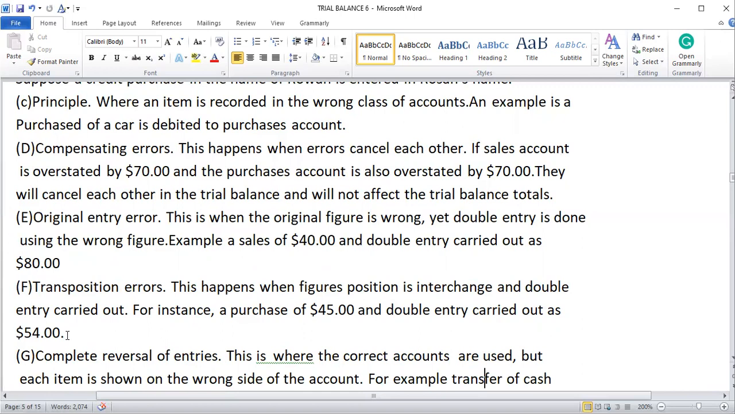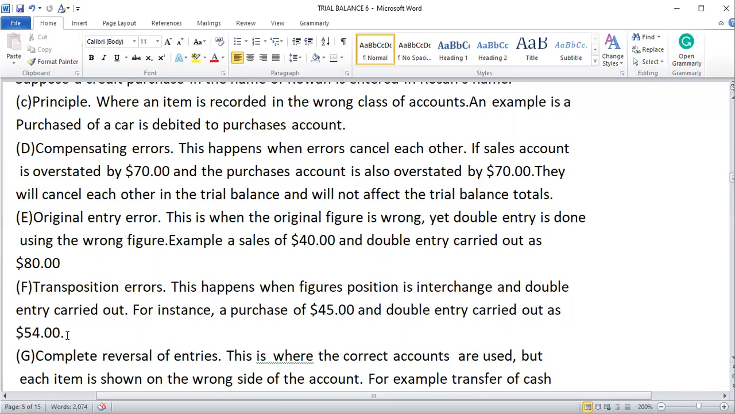It means that the transaction, let's say there's purchases of $45 by cash. The cash account should be credited with what? $45, and the purchases account should also be debited with $45. But if the cash account has been credited with $54, and also the purchases account has been debited with $54, definitely it will balance.